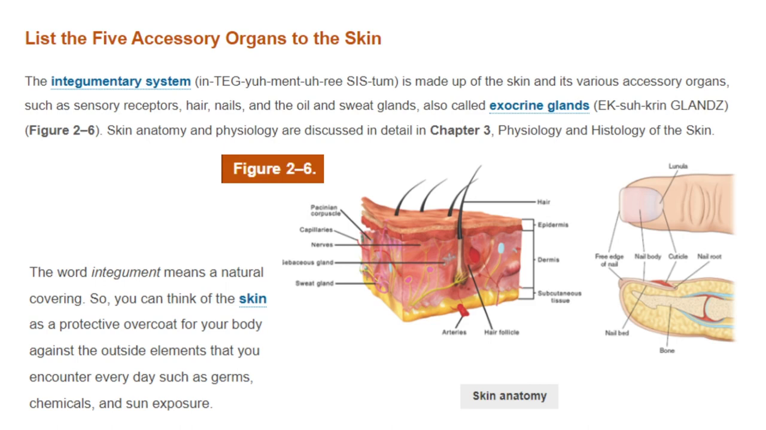The integumentary system is made up of the skin and its various accessory organs, such as sensory receptors, hair, nails, and the oil and sweat glands, also called exocrine glands, figure 2.6. Skin anatomy and physiology are discussed in detail in Chapter 3, physiology and histology of the skin. Skin anatomy. The word integument means a natural covering. So, you can think of the skin as a protective overcoat for your body against the outside elements that you encounter every day, such as germs, chemicals, and sun exposure.